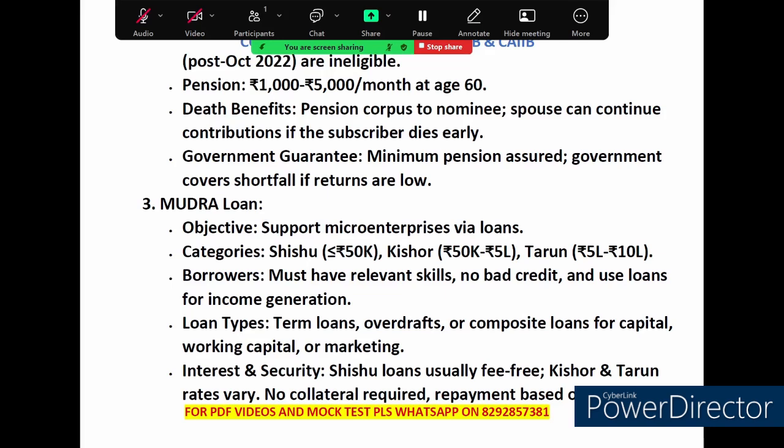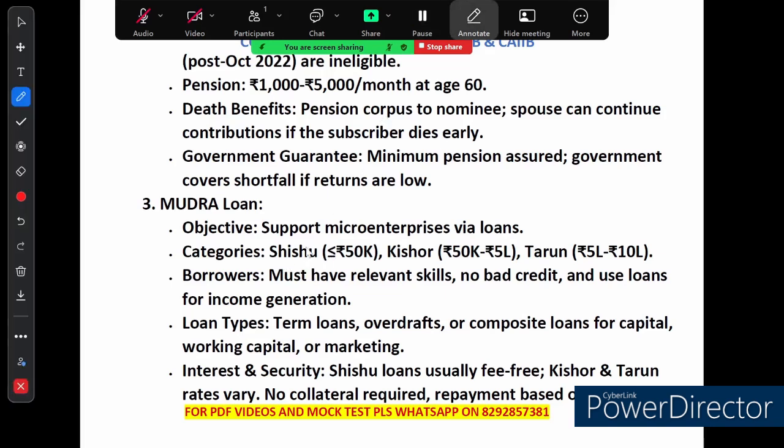Now, Mudra scheme: this scheme helps small businesses grow by providing loans under 3 categories. The first is called Sisu, which means loans up to 50,000. Kishore means loans between 50,000 and 5 lakh. Tarun means loans between 5 lakh and 10 lakh. Who can apply? The borrower needs to have the necessary skill. There should be no bad credit history, and the borrower must use the loan to generate income.